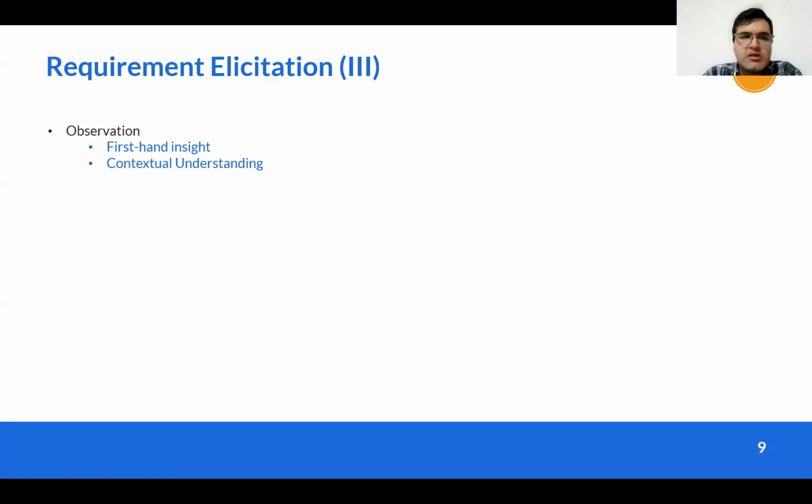But usually you wouldn't do a survey before an observation. You would observe first so that you have an idea of how things work so that you can prepare questions that will make sense for people to respond to, okay?